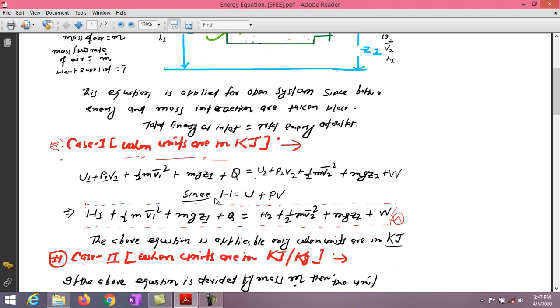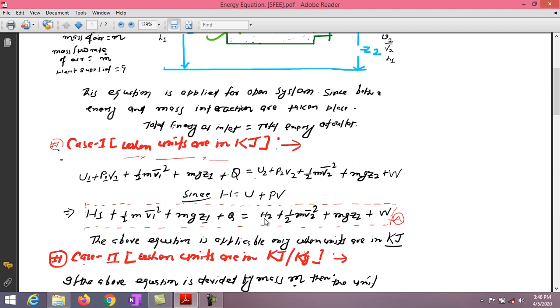Now we know that H is U plus Pv. This is enthalpy. Total enthalpy is the summation of internal energy plus displacement work. We know this equation, H equals U plus Pv. So U1 plus P1 V1 can be written in this form. This is H1, capital H1. So this is capital H1 plus half m v1 square plus m g z1 plus Q.